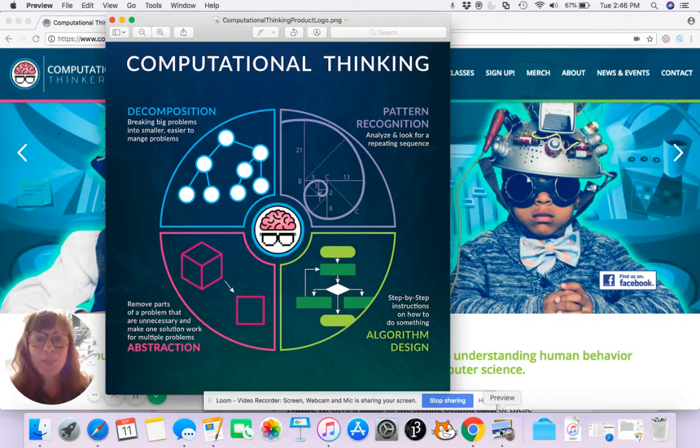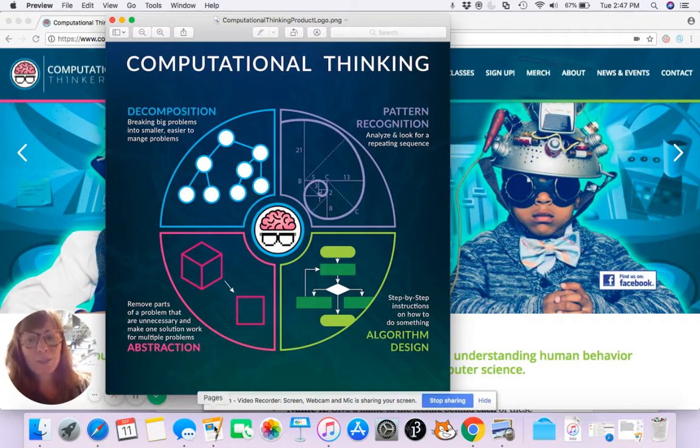Up on the screen, we see the visual review of computational thinking with the 4 concepts that, again, drive the whole notion behind what is computational thinking and how we're using it in computer science. Decomposition, pattern recognition, abstraction, and algorithm design. Keep those elements in mind as we talk about this week's computational thinking activity.